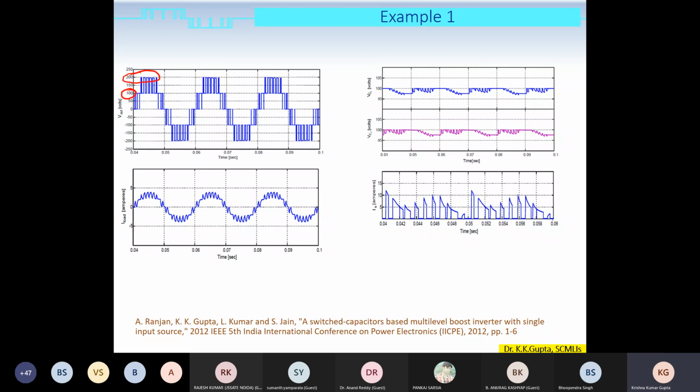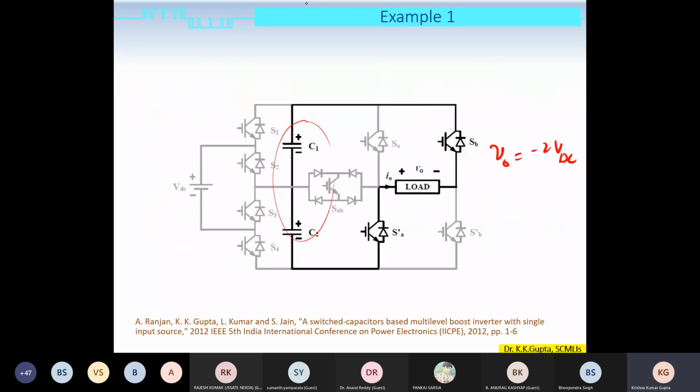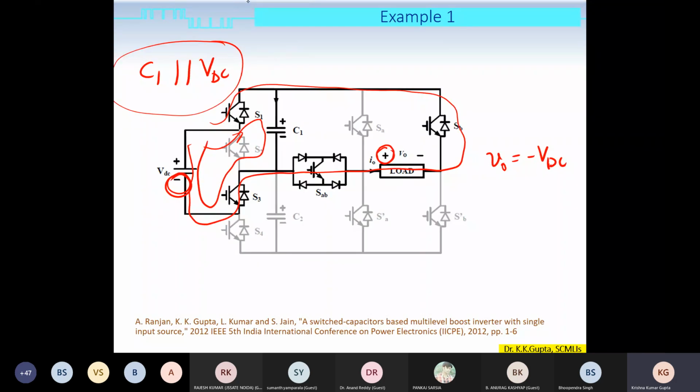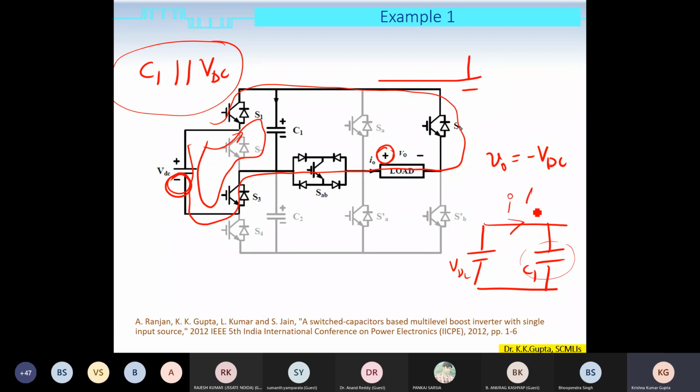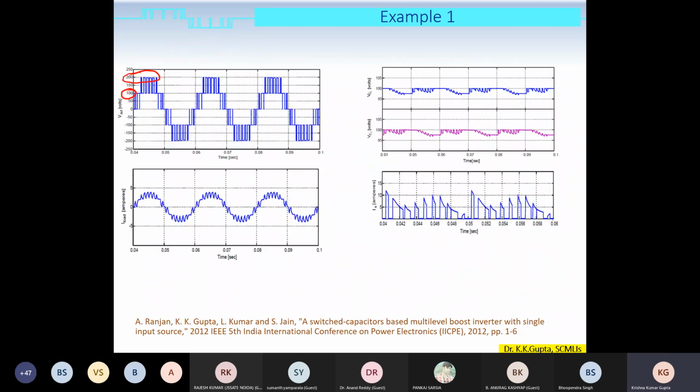Now, the disadvantage of this kind of approach can be understood directly from the working principle here itself. When I am bringing this DC source and capacitor C1 in parallel, and let us say this capacitor was initially completely uncharged, then the amount of current will be large. Large currents will flow when we bring capacitors in parallel with the DC source, right? So this is one of the important limitations of this topology. This is reflected here.